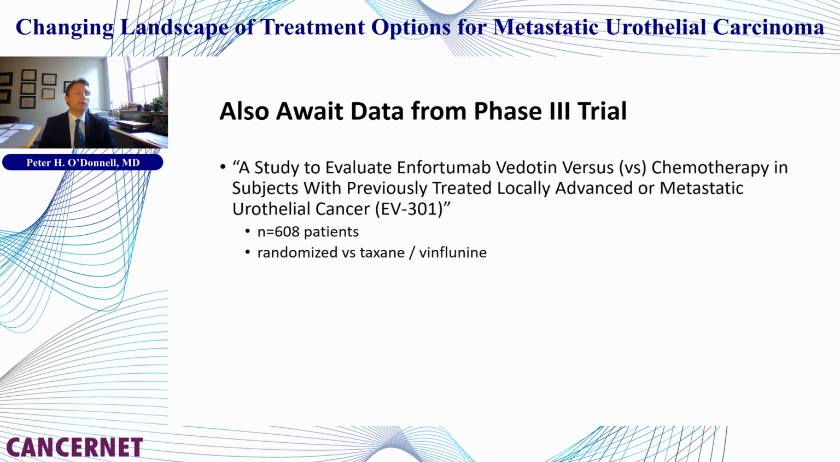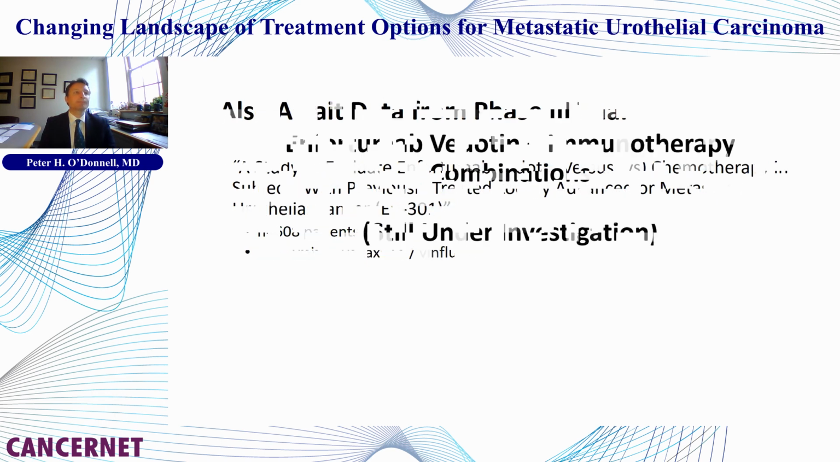This was an accelerated approval, and so there is an ongoing phase 3 study comparing enfortumab to dealer's choice taxane-based chemotherapy in the refractory setting. This is the EV301 trial. It enrolled 608 patients, and the patients were randomized to either enfortumab vedotin or a taxane, or in Europe, vinflunine.